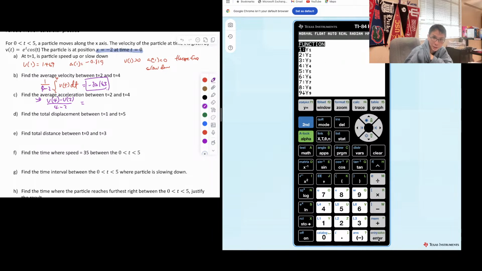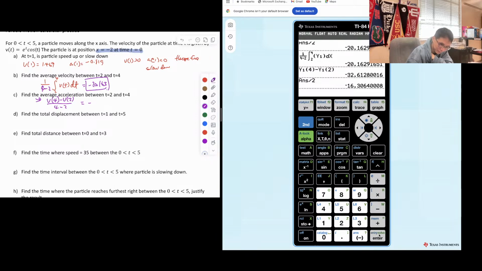And I'm going to use the y bar function, y1 of 4 minus y1 of 2 in parentheses, enter. And then that's going to be this, but you have to divide it by 2 at the end. So I can do that. It'll be negative 16. You don't have to do any further, but you cannot just write a number.